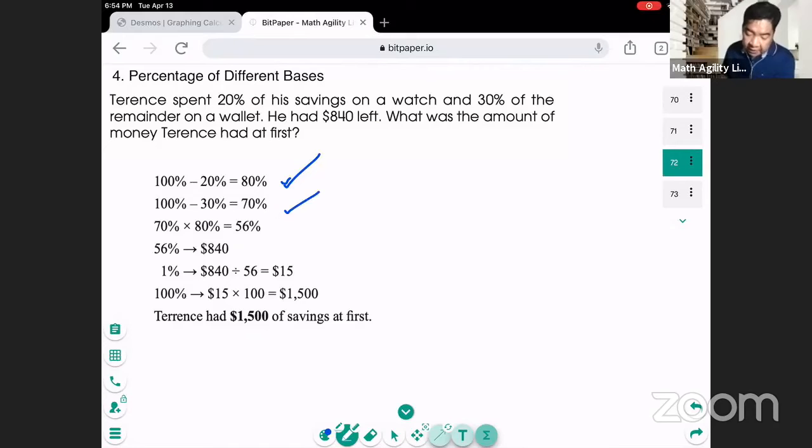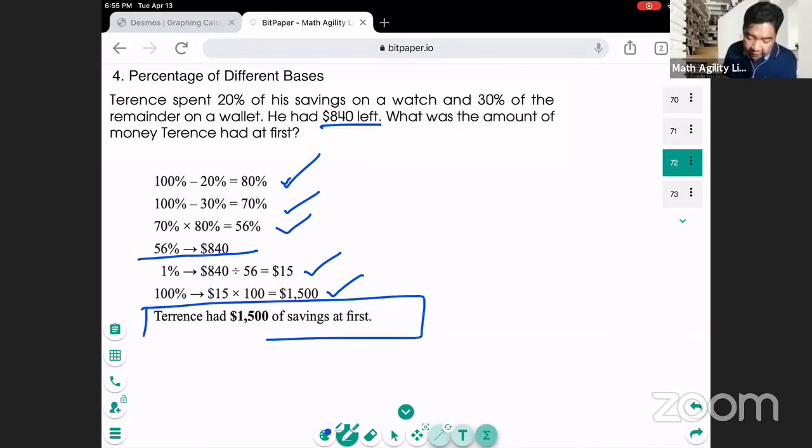And then he multiplied the 80% and the 70% together. So he got 56% here. And he related the 56% to 840. So this is that line here. And then 1% of 840 is divided by 56, which is $15. So 100% is $15 times 100, which is $1,500. So we got the same answer.